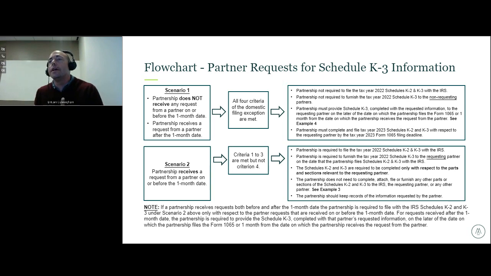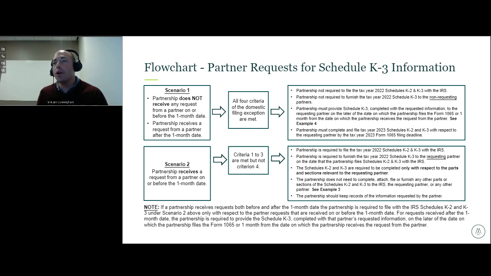But here's the good news. The K-2 and K-3 are required to be completed only with respect to the parts and sections that are relevant to that requesting partner. So it could still save you some time. It's possible, but it depends. And it's going to depend on how many partners you're having to figure out whether they did or didn't respond by this 1 month date. And then the fourth bullet says the partnership does not need to complete, attach, file, or furnish any other parts of the K-2 and K-3 with the IRS. That's straight out of the instructions. And we'll do an example of that in example three.